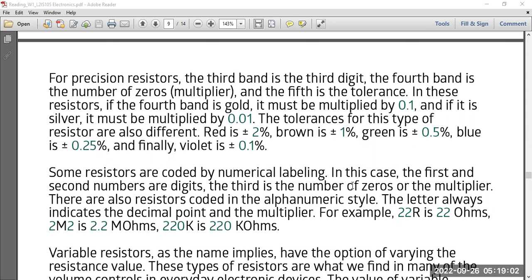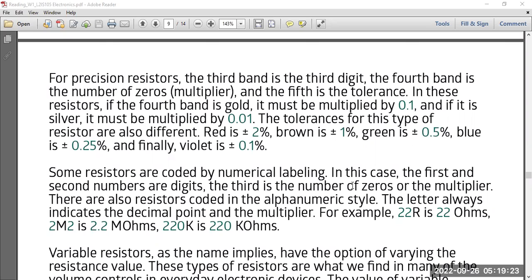The tolerances for this type of resistor are also different. Red is plus minus 2%, brown is plus minus 1%, green is plus minus 0.5%, and blue is plus minus 0.25%. And finally, violet is plus minus 0.1%.